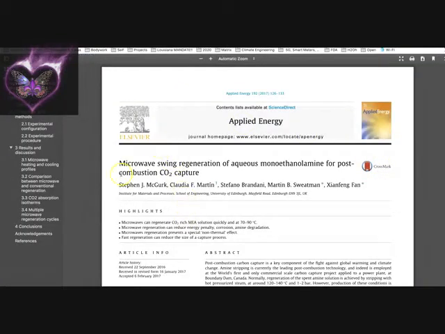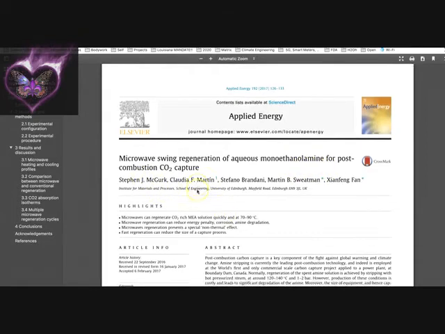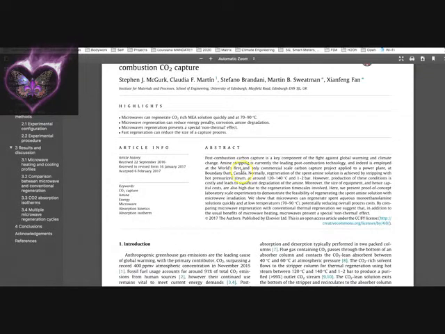Here's another application: microwave swing regeneration of aqueous monoethanolamine for post-combustion CO2 capture. So post-combustion carbon capture is a key component of the fight against global warming and climate change. In the narrative as it stands, yes. Not in climate change as we know it and have proved it.